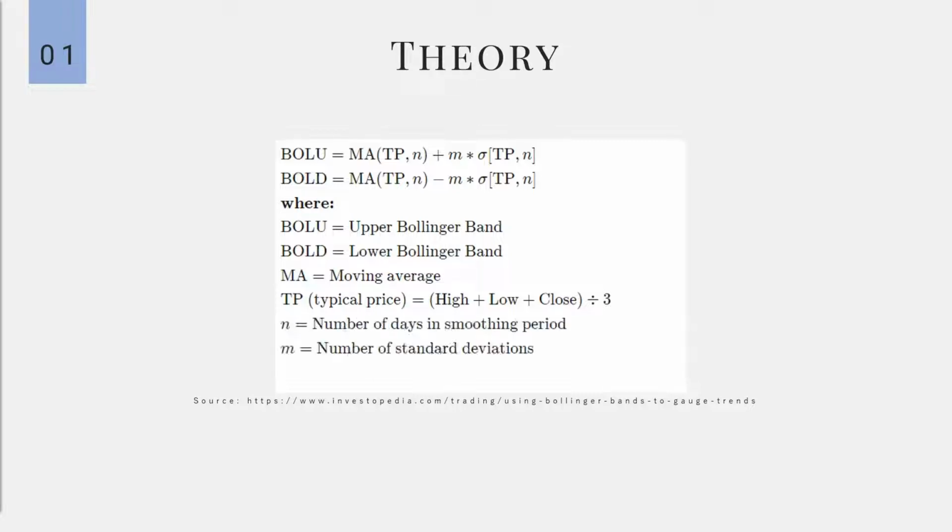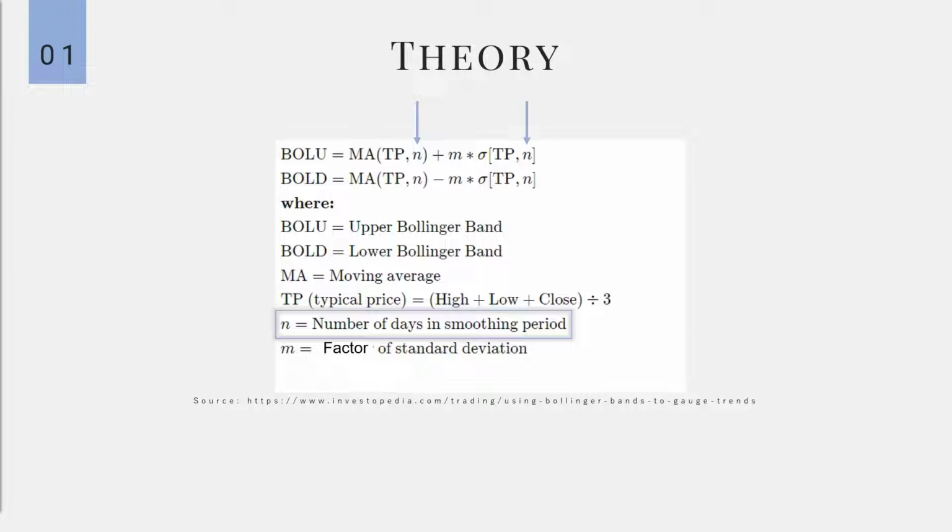Then we have two variables. We have N, which is the number of days in the smoothing period, and we have M for the number of standard deviations. This is a bit misleading. It says number of standard deviations, but I wrote it as a factor of standard deviation. As we see on top, it's the variable that we multiply with the standard deviation. So to visualize it, we have N, the number of smoothing periods. We take it into the moving average and into the standard deviation.